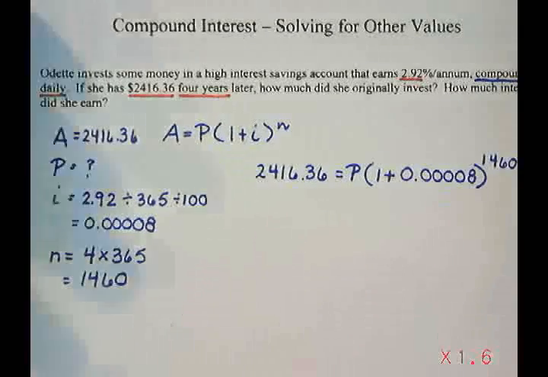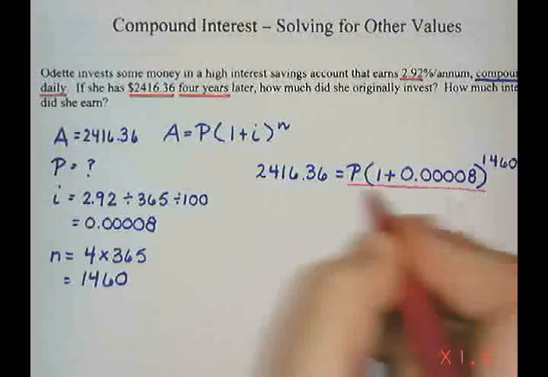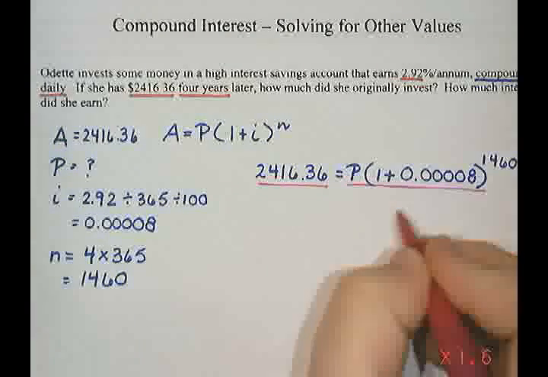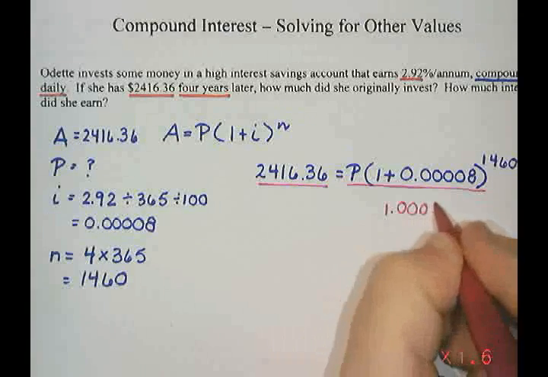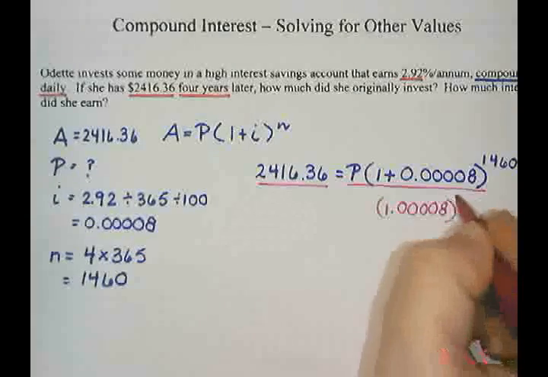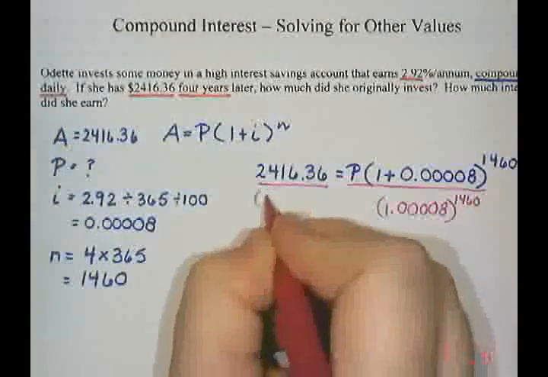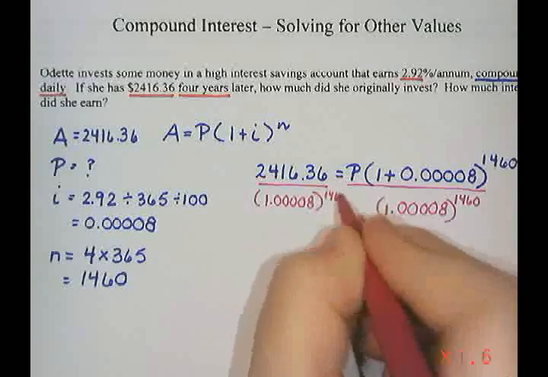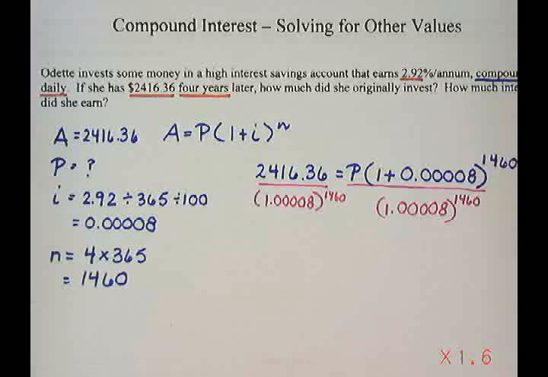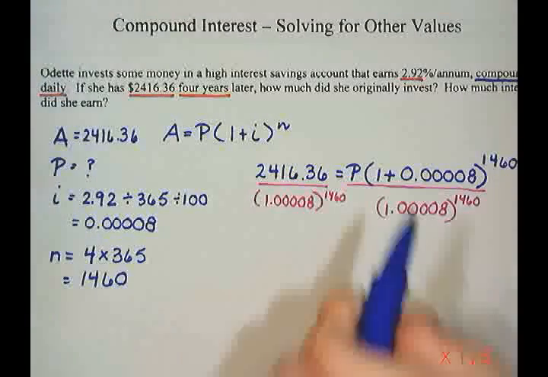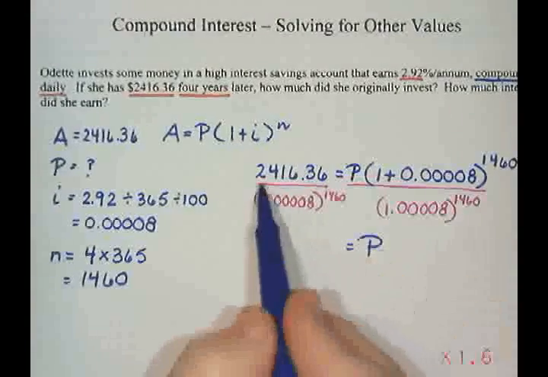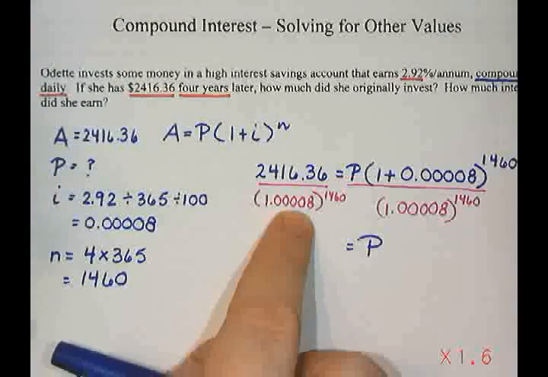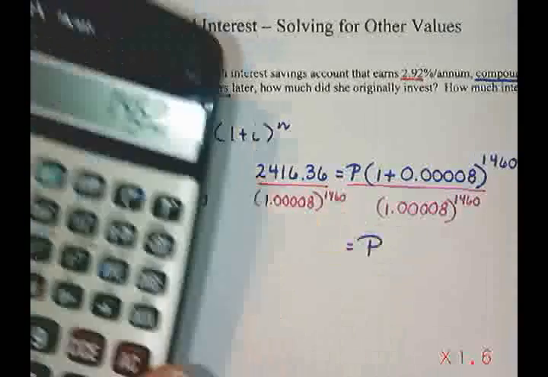So to take this to the other side, I am going to divide both sides by 1 plus 0.00008, or that would be 1.00008 to the power of 1,460. So on my calculator, I'm going to do 2,416.36 divided by 1.00008 to the power of 1,460.